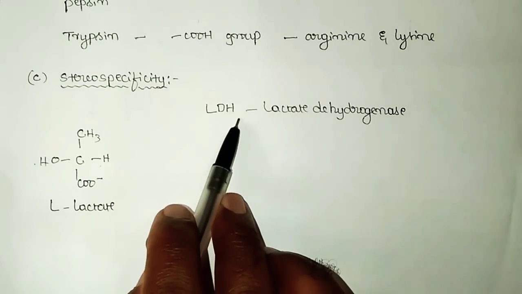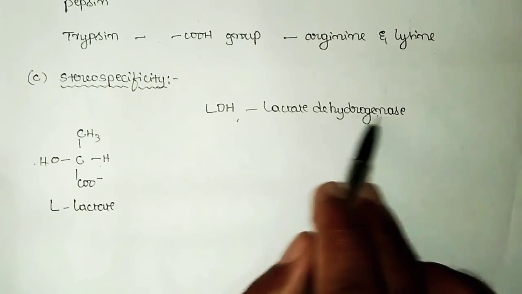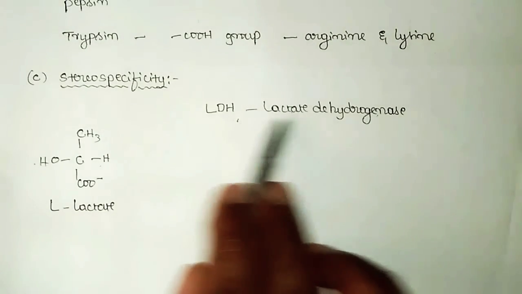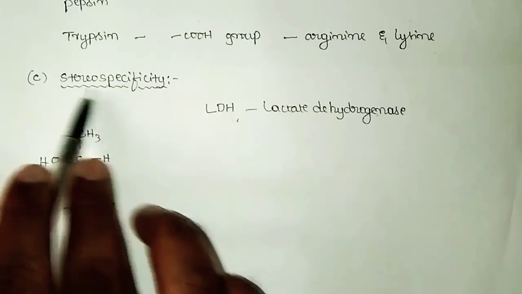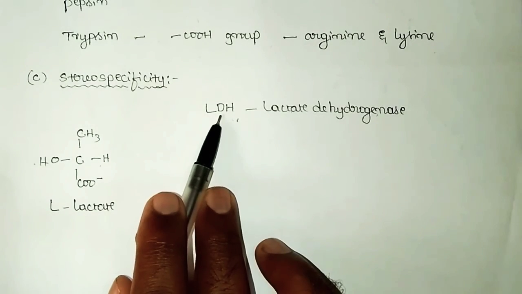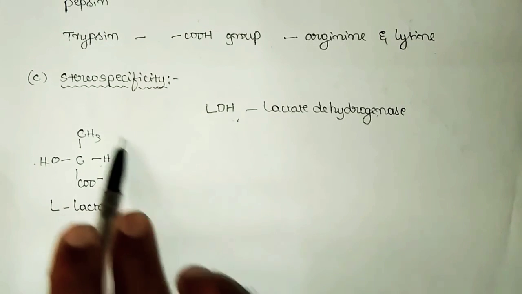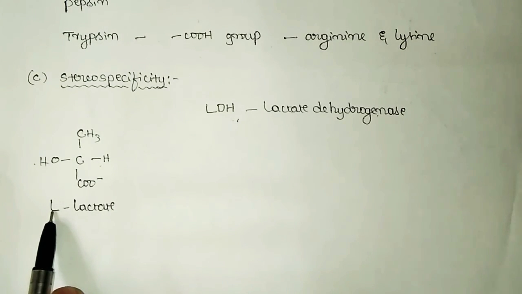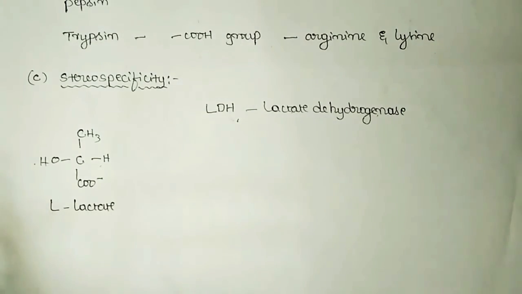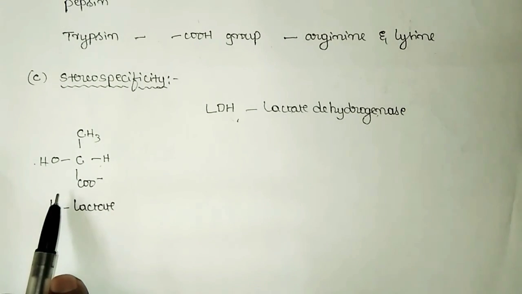So this LDH, that is lactate dehydrogenase, will perform, as the name itself tells you, dehydrogenation. From this particular material, that is L-lactate, it can remove the hydrogen. But remember, it comes under stereospecificity. That means this LDH can perform the dehydrogenation only on that lactate molecule which has L configuration. LDH is inactive towards D-lactate. It won't act on D-lactate. It is specific only towards the L-lactate molecule.